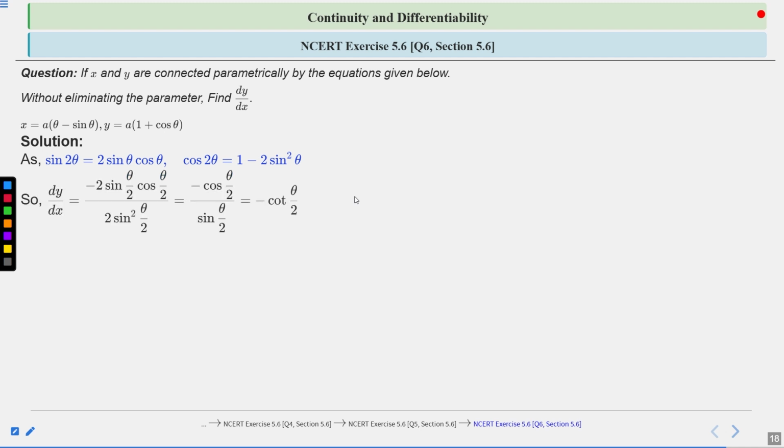So dy by dx will be equal to minus of 2 sin theta by 2 cos theta by 2 upon 2 sin square theta by 2, right? So after cancelling sin theta by 2 from the numerator and the denominator, we can find dy by dx will be equal to minus cos theta by 2 upon sin theta by 2, which will be equal to minus cot theta by 2, right? Hence dy by dx will be equal to minus cot theta by 2.